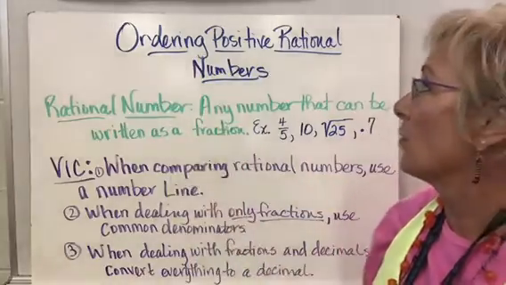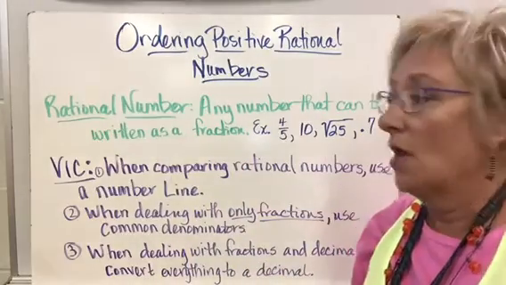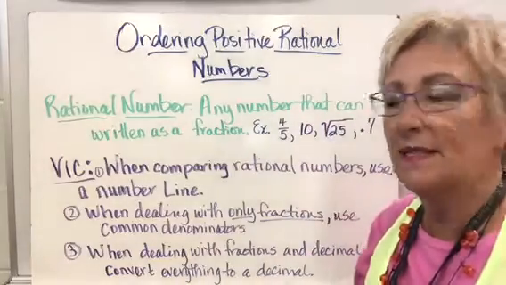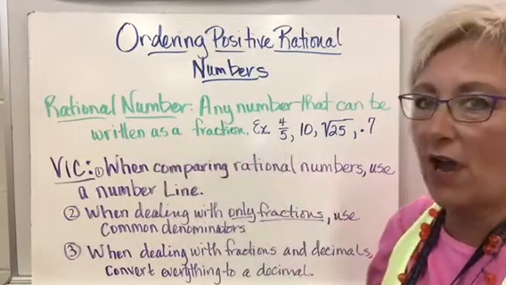We're going to be talking about ordering positive rational numbers. What is a rational number? A rational number is any number that can be written as a fraction.